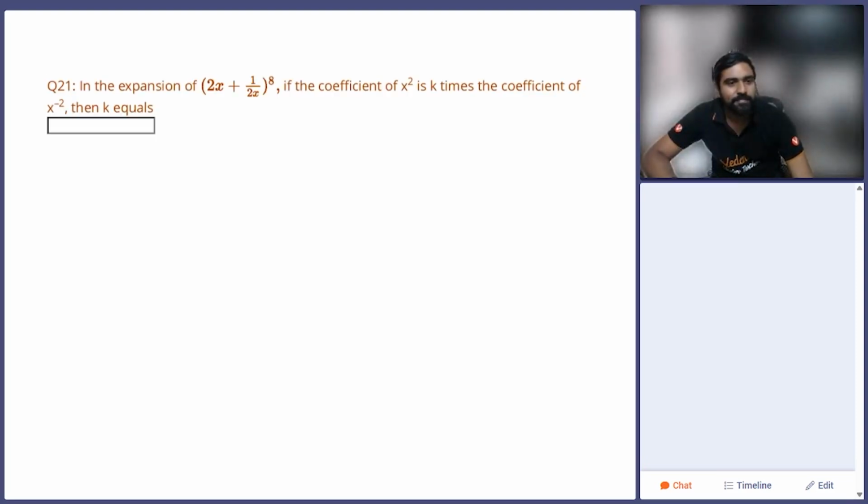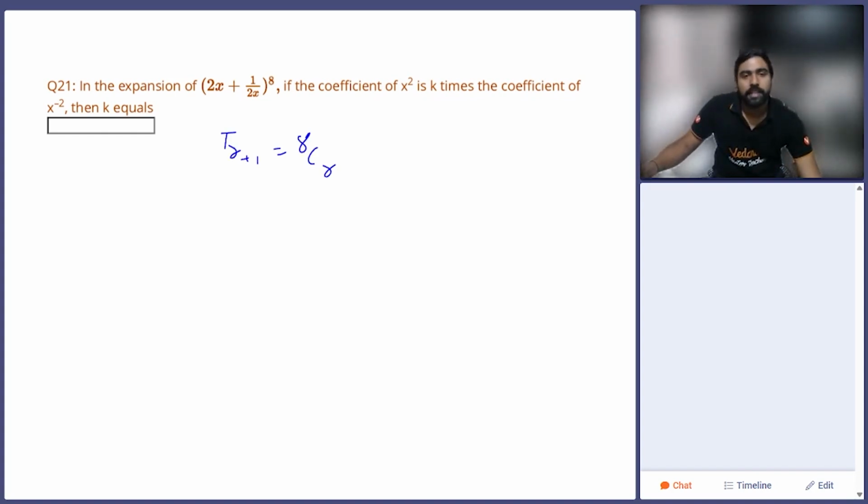Alrighty, moving on. In the expansion series of 2x plus 1 upon 2x, power 8, the coefficient of x square is k times the coefficient of x power minus 2. What is the value of k? Cool. General term, let's find this out. General term is what? It is 8Cr into 2x power 8 minus r into 1 upon 2x power r.